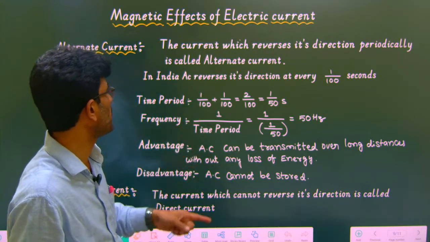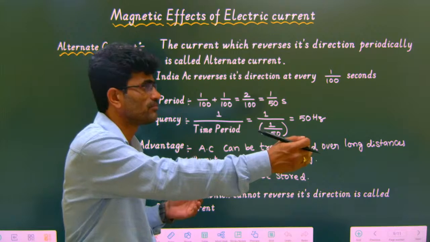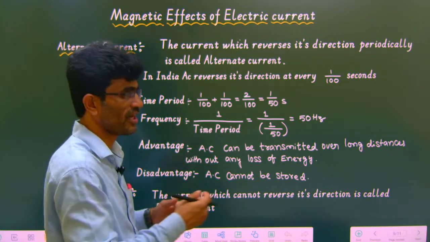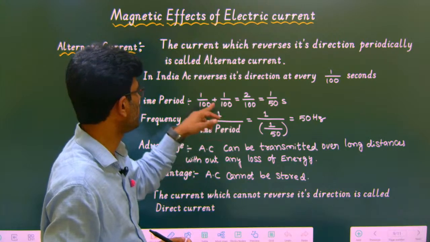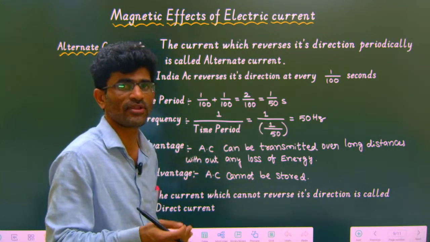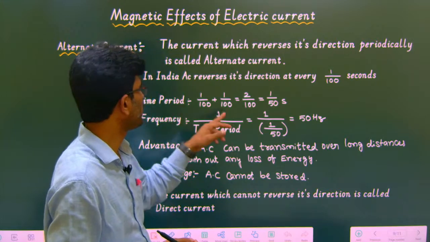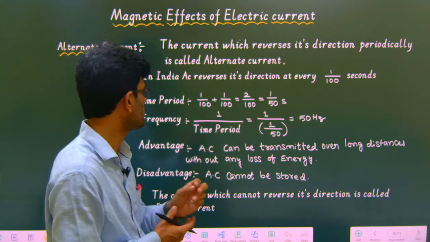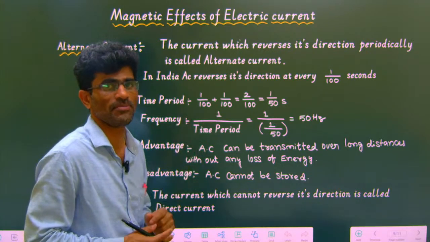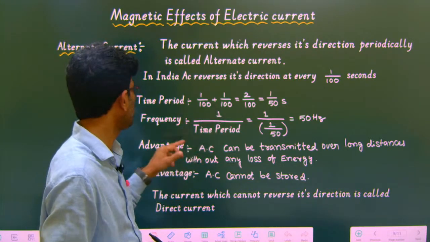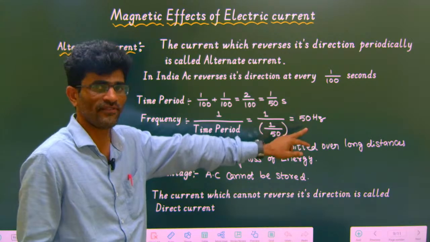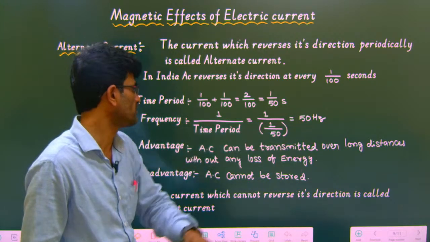It reverses its direction. So we call it time period, because it is happening periodically. For every period, how much time does it take? For going 100, again for coming 100, total 200. For reversing the direction, 1/100 plus 1/100, 2/100, which is 1/50 seconds. So the time period is 1/50 seconds. Then what will be the frequency? Frequency is the reciprocal of time period. If time period is 1/50, then frequency will be the reciprocal of it, 50 hertz.